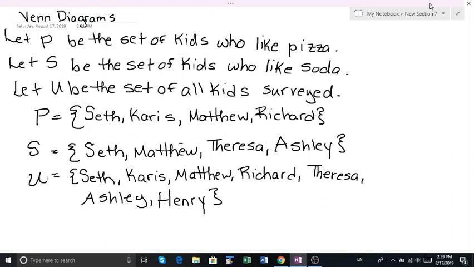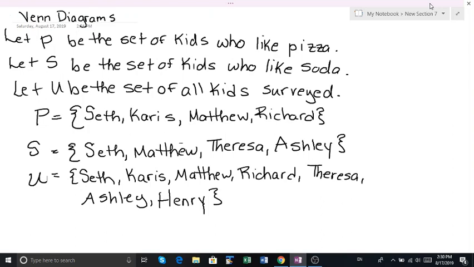And like we talked about on Thursday, our universal set is basically the set where all of our sets are chosen from. Okay, so you'll see there that P, the set of kids who like pizza, are Seth, Karis, Matthew, and Richard. The kids who like soda are Seth, Matthew, Teresa, and Ashley. And the universal set, being all the kids that we surveyed, are Seth, Karis, Matthew, Richard, Teresa, Ashley, and Henry.